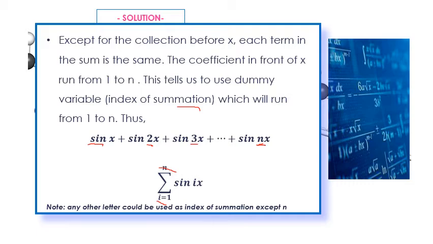So we have to copy the operation here, which is sine, then we have i here because that is what we substitute, and then x. So we just reverse the process and find the sigma notation for our specific equation. And that is now our final answer.